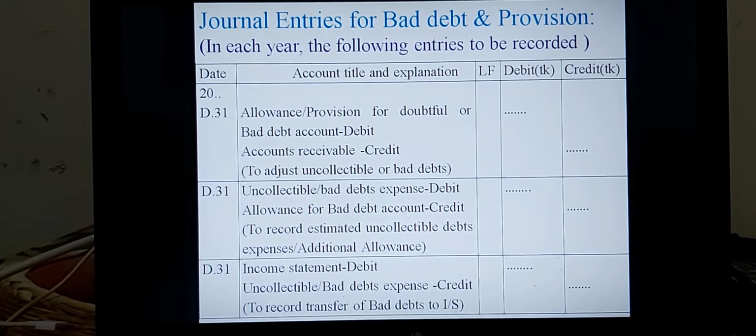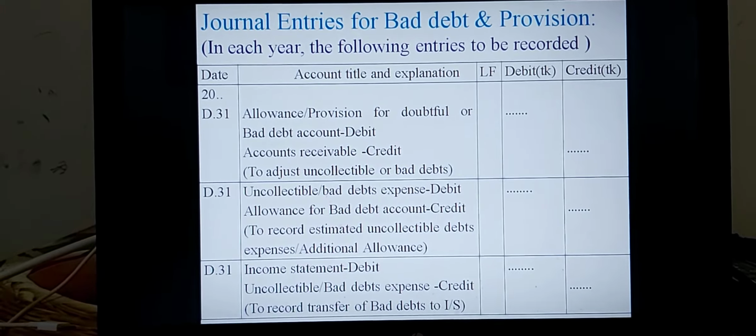Third entry, income statement debit, uncollectible debt, that is bad debt expense credit to record transfer of bad debt to income statement. I repeat again, in each year only 3 journals are to be shown for recording procedure of bad debt and provision for bad debt. The first one is provision for bad debt debit, accounts receivable credit. Second one, bad debt expense debit, provision for bad debt account credit. Third one, income statement debit, bad debt expense credit.